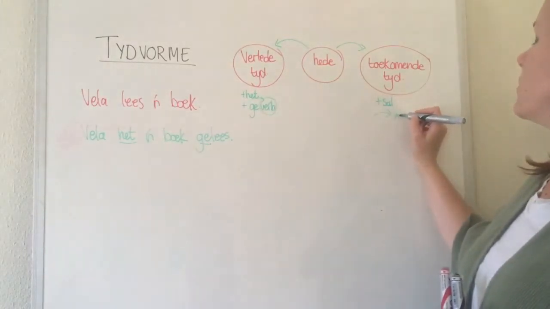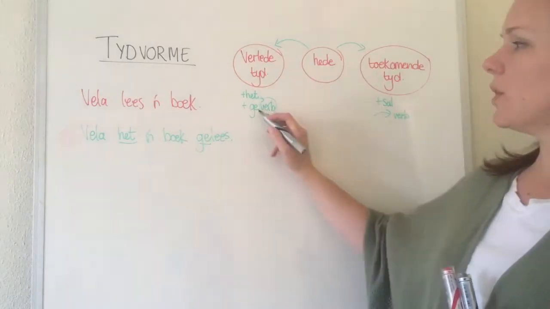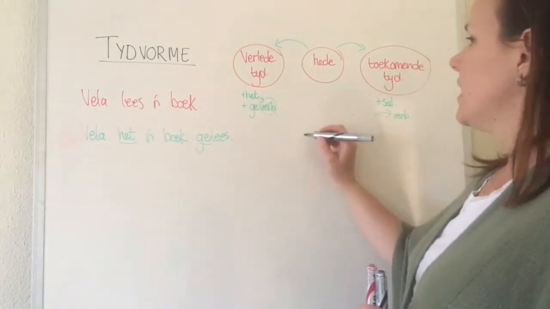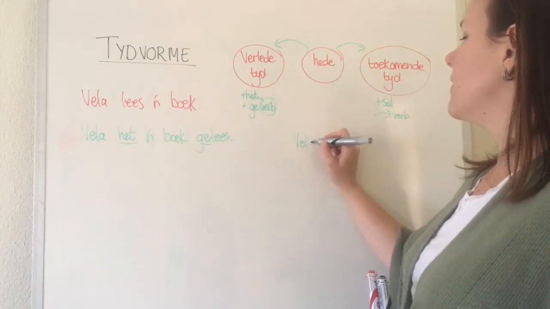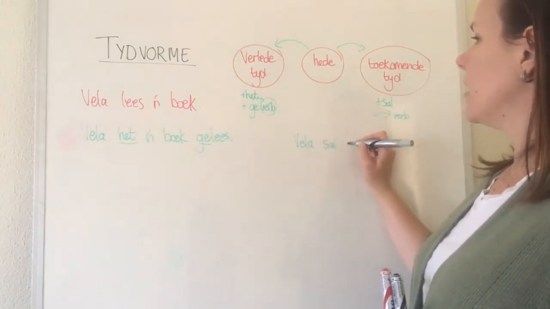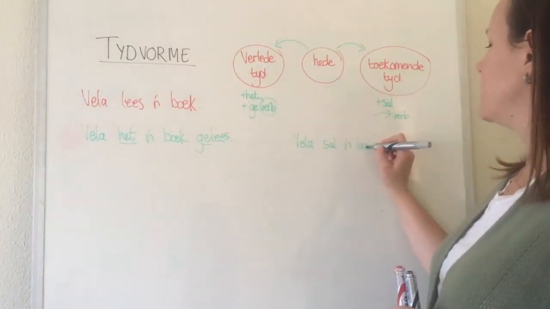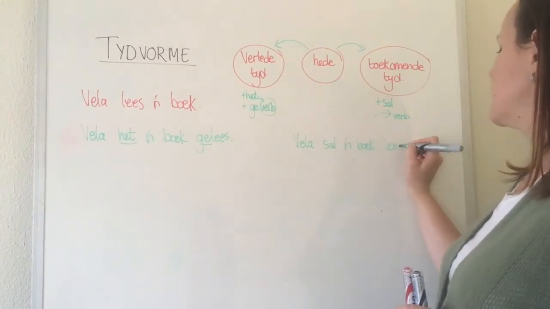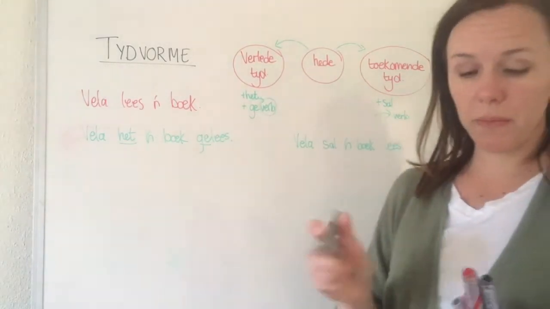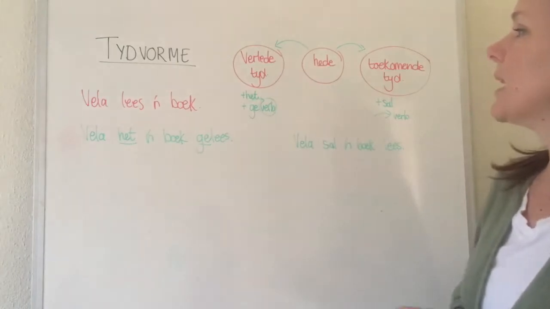Very simple. Okay, and if I write it into the future tense, I will add sal instead of het, and my verb will still move to the end, but I'm not going to add ge. So it will become Vela sal 'n boek lees. Very simple, and you'll remember that from all the times we've done it before.